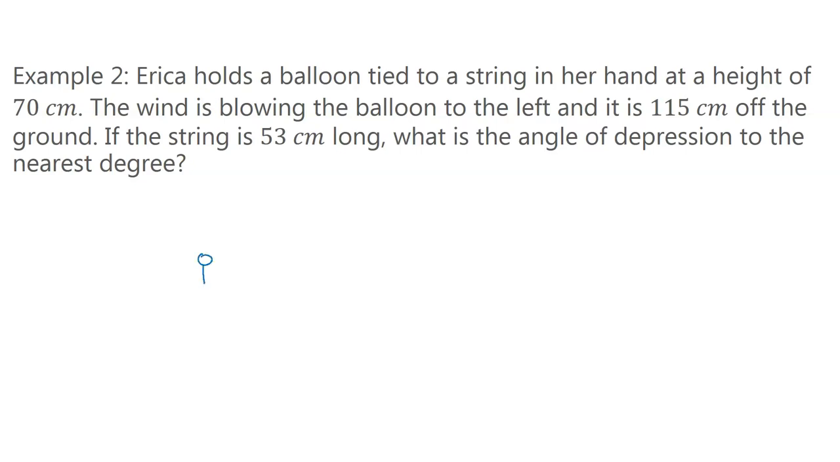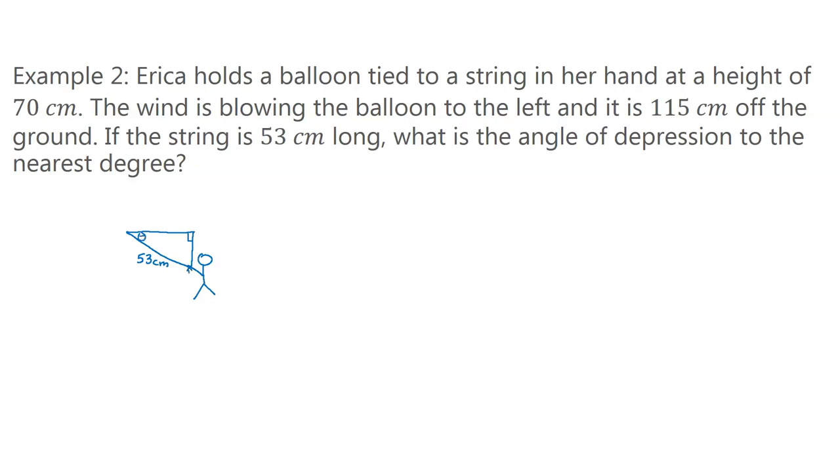So we'll say that this is Erica, and this is her hand holding the balloon. So the string is blown over to the left. So we'll create a right triangle. The string is 53 centimeters long. We're looking for the angle of depression, which is right here.